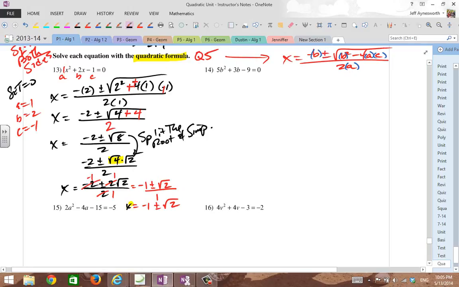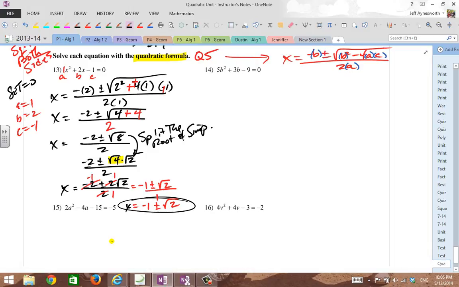And so you get two answers here. You get negative 1 plus or minus root 2. And that's how the quadratic formula is done, everybody. All right, what you need to do is get good at it. So on this next one, go ahead and pause the video and give it a shot.